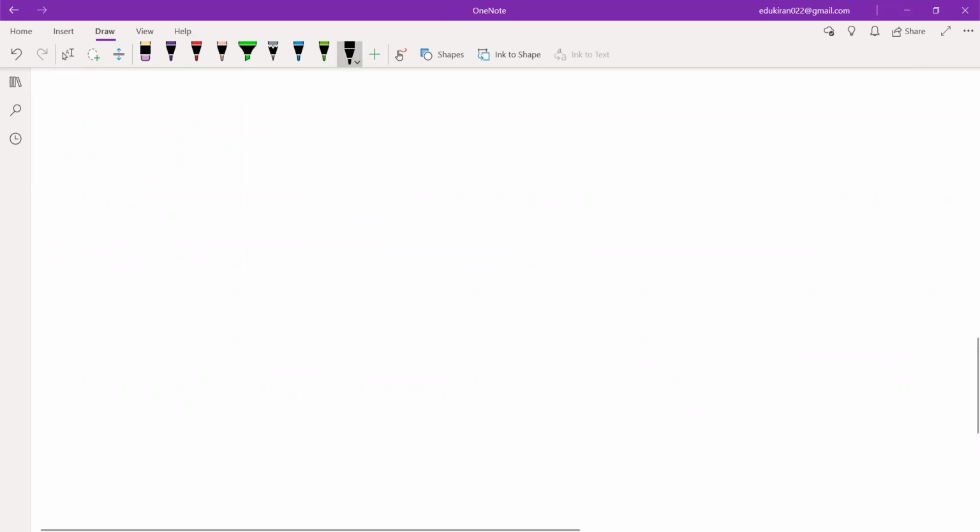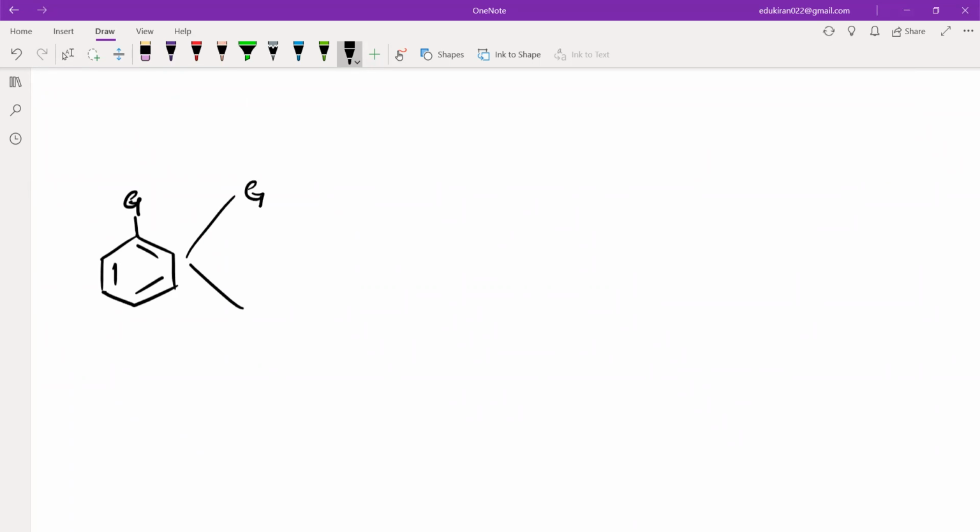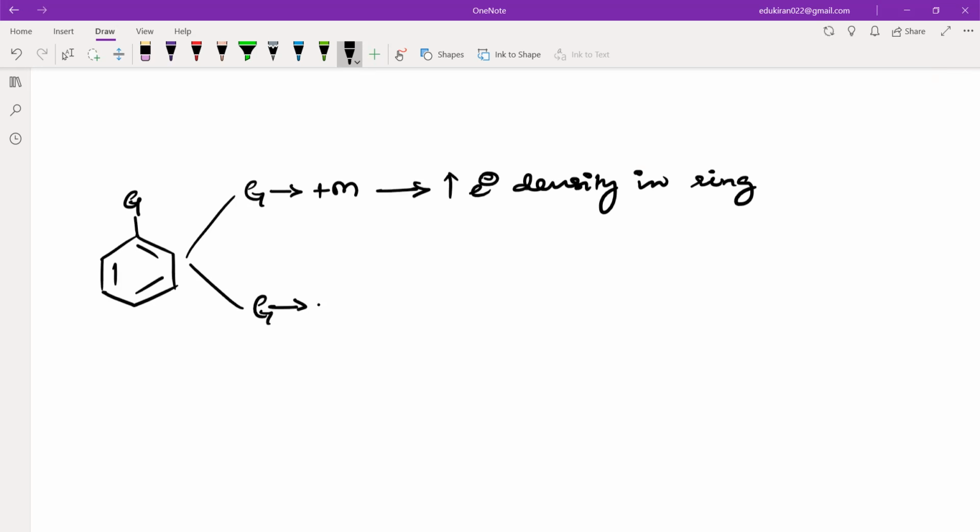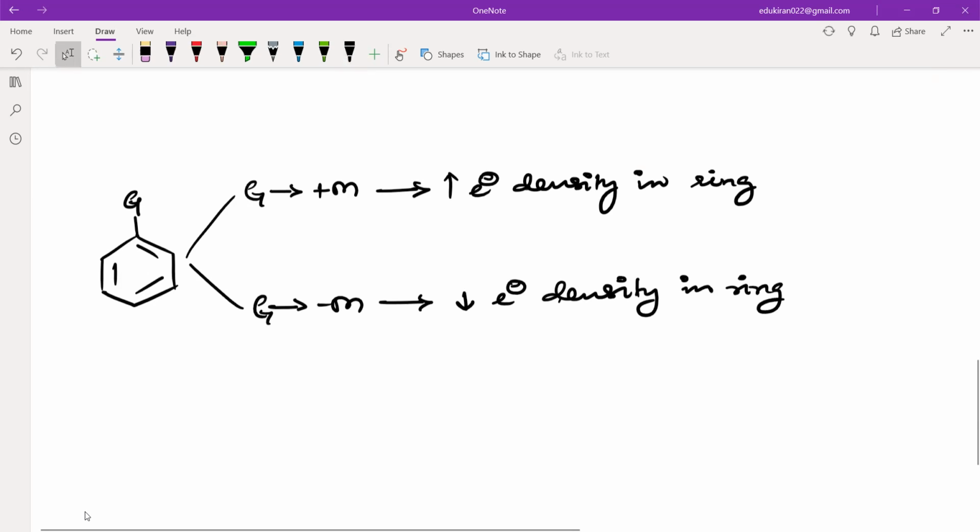So we have seen that if you have a benzene ring, and this has a group attached to it, this group can be either plus M, then what happens? It increases electron density in the ring. Okay, and if the group is minus M, what it does, it decreases the electron density in the ring. Okay, so with this in mind, please write one question.